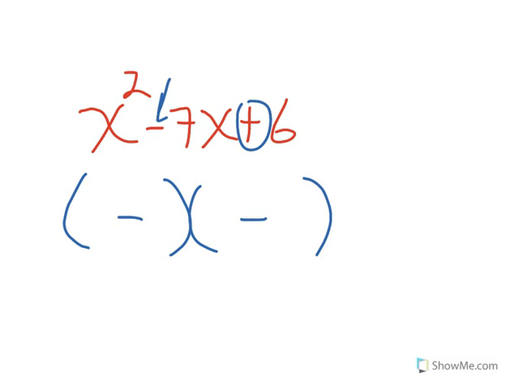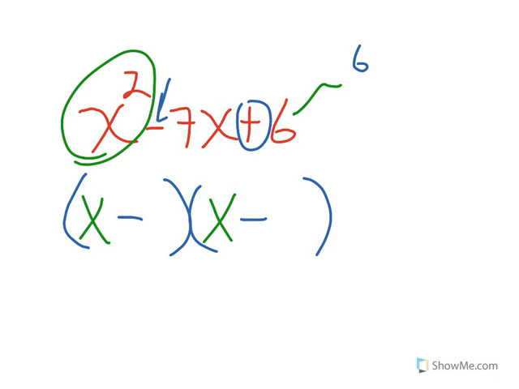Now, I'm going to say my first two terms, if I multiply them, I want it to get me to x squared. So what times what gives me x squared? X times x. I'm going to list my factors of 6: 6 and 1, 3 and 2. If I add 3 and 2 up, it's going to give me 5. If I add 6 and 1 up, it's going to give me 7. So my answer is going to be 6 and 1.